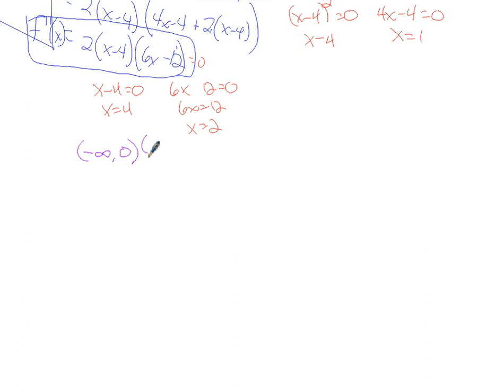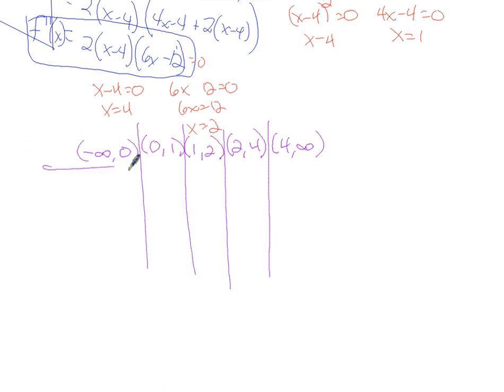And then 0 to 1, and then 1 to 2, and then 2 to 4, and then 4 to infinity. Remember that critical numbers and inflection points are included in both of these tables. I need a test number, and then I'm going to substitute into the first derivative and the second derivative.